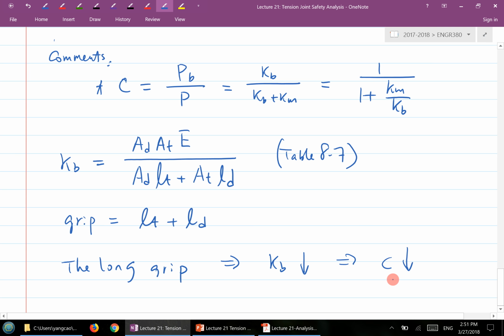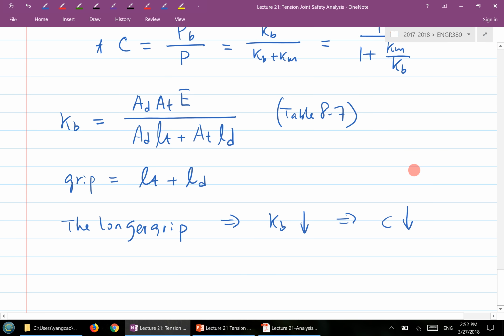Smaller C value basically means the amount of load shared or taken by the bolts will actually be smaller now, right? So more load goes to the member. So that's sort of when you design for tension joint, you can imagine how you want to manipulate the C value through the grip lengths. If you want your bolt to share more load, then you definitely don't want longer grip. You want a smaller length of grip.